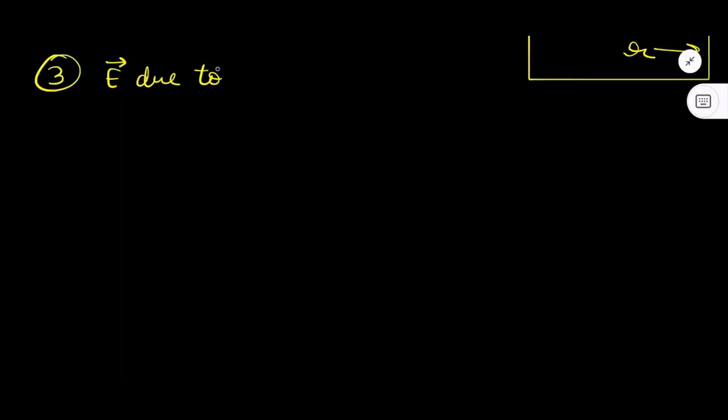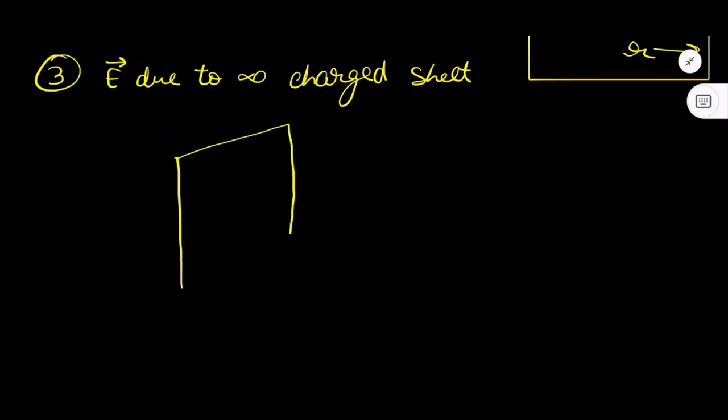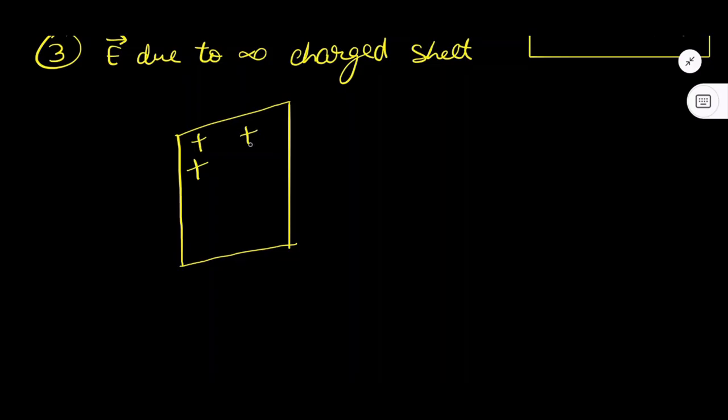Now let's see the third application. Third one is we have to calculate the electric field due to an infinitely charged sheet. Now we have a sheet, so let me draw a sheet over here. Let it be a plain sheet, and it has a positive charge on its surface, right? Therefore it will have the surface charge density sigma.